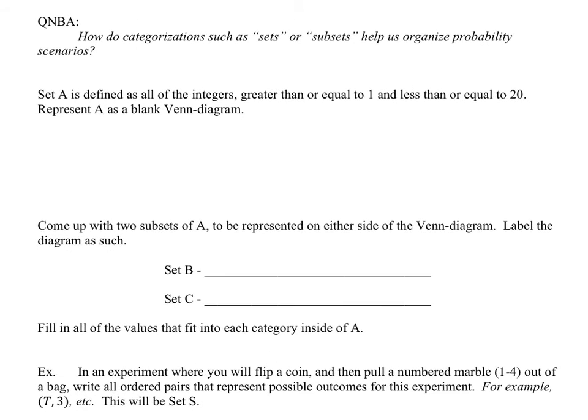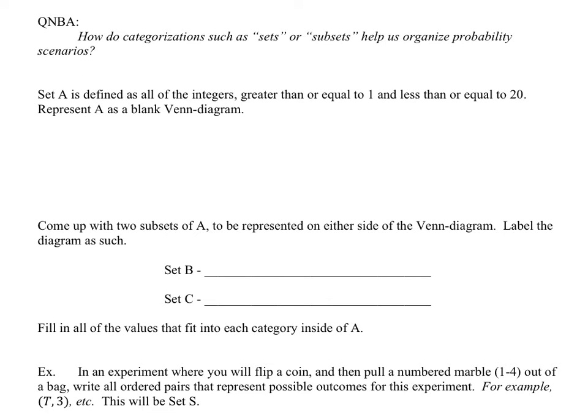Okay guys, because I am forced to be out of the room this morning, I'm giving you your notes through this video. So we're going to start with sets. We have to define sets to help us talk about probability on a larger scale. So today's Q&A is: how do categorizations such as sets and subsets within those sets help us organize probability scenarios?